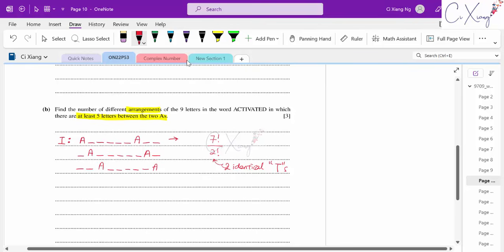Okay, all right. So this is the identity that we have, and after that I need to multiply it with 3. Why do I need to multiply with 3? This is the case where I showed you just now. So for the first case it is 7 factorial divided by 2 factorial, and we are having 3 different cases where I'm having 5 letters between 2 A's. So I have to multiply it with 3. Okay, so for the first case, I'm getting the answer, which is 7560.